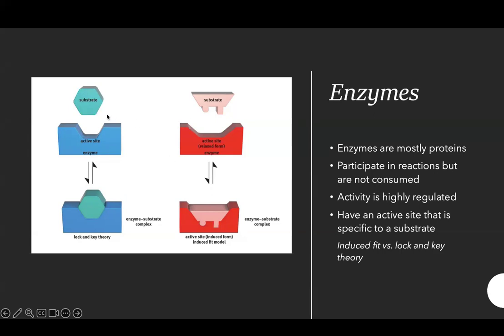So if this is our enzyme, we can see that the active site is somewhat the shape of the substrate, and we will get back to these two different types of theories in a second. But the substrate and active site fit, and the active site is specific to a substrate. And then they form that enzyme substrate complex, and at the end, we get our returned product.